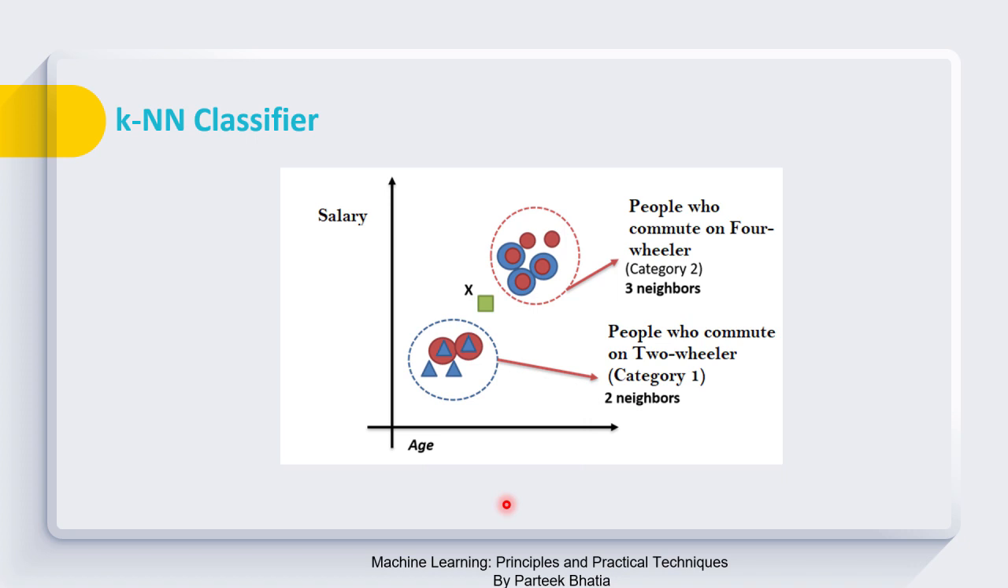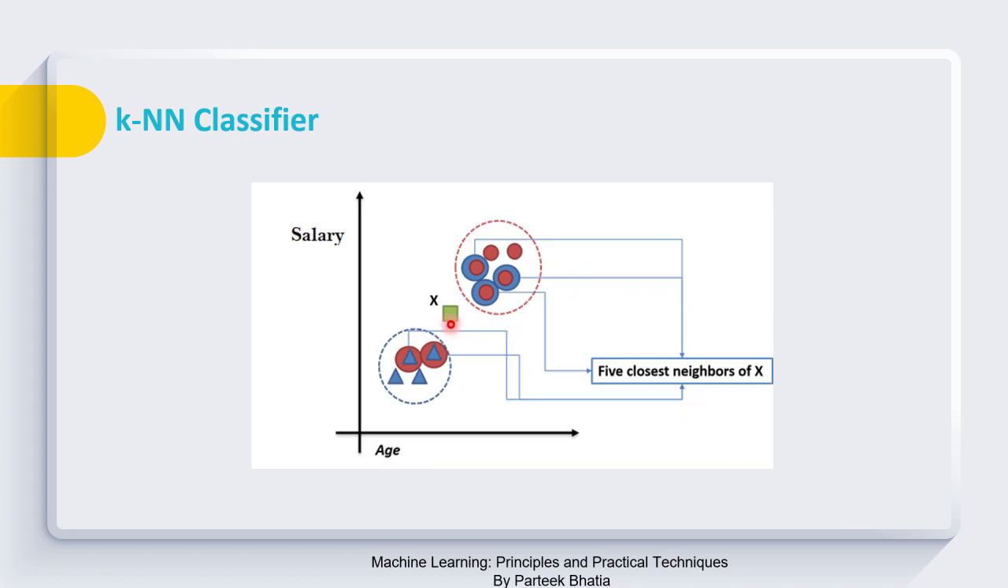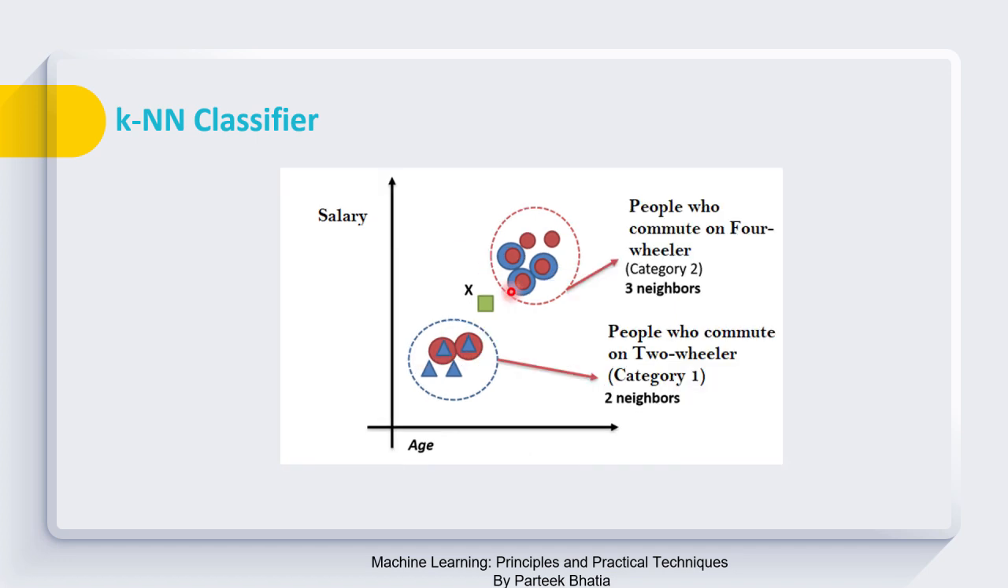Let us apply this concept on our dataset. Let's suppose this x is our new data point. We have to predict its class. So we will be looking for its 5 neighbors based on some distance metric. Then we will find out the count of these neighbors which belong to a particular class. Here, these 3 neighbors belong to the class of four-wheeler, while these 2 neighbors belong to the class of two-wheeler. So we have a majority of neighbors belonging to the four-wheeler class. That's why this new data point will be classified as four-wheeler.